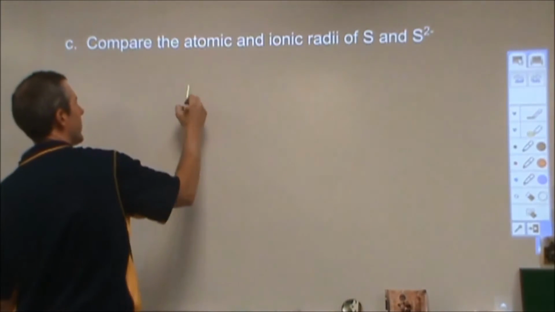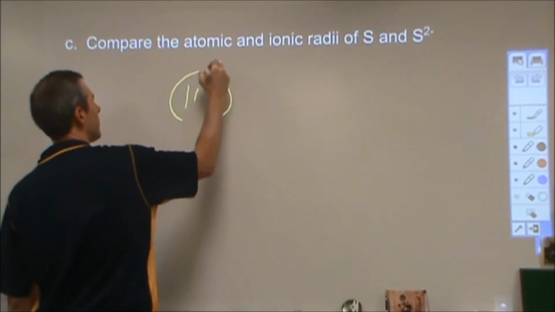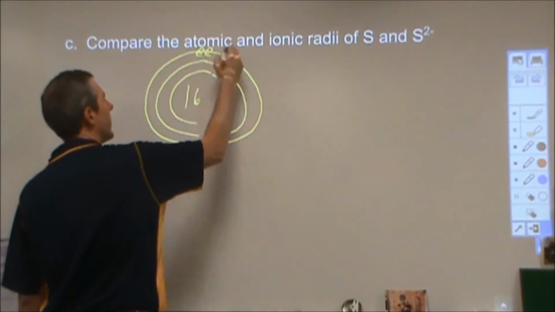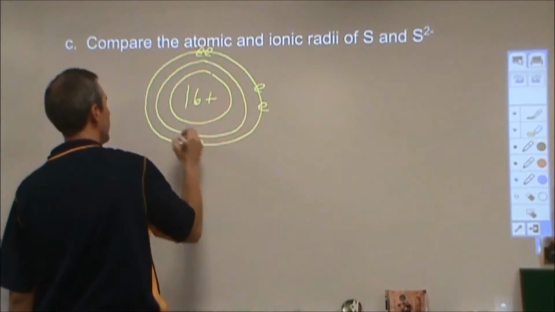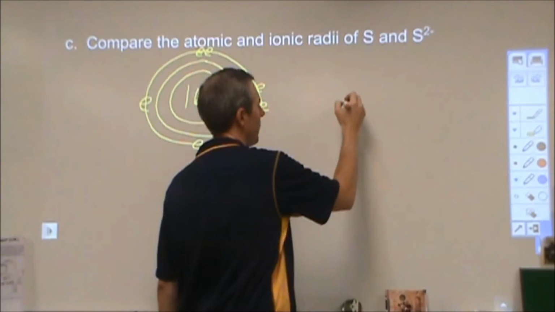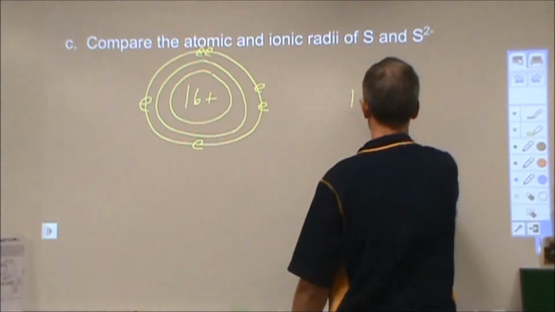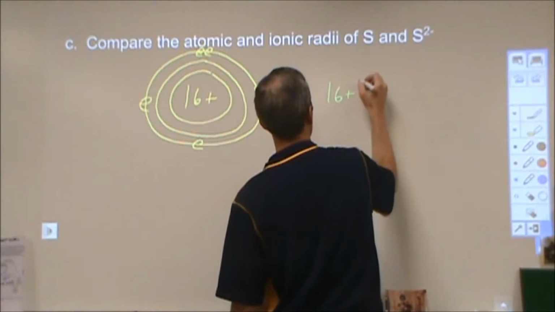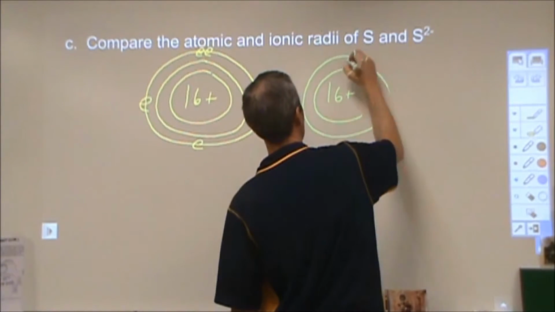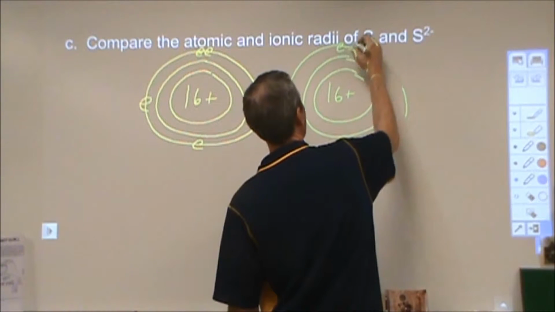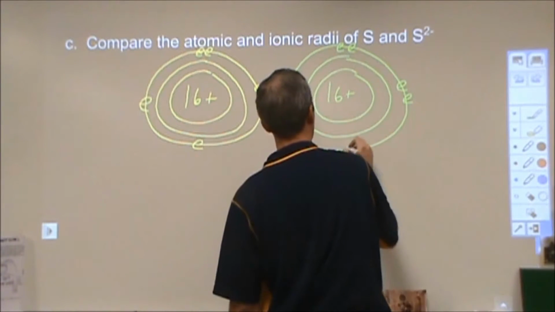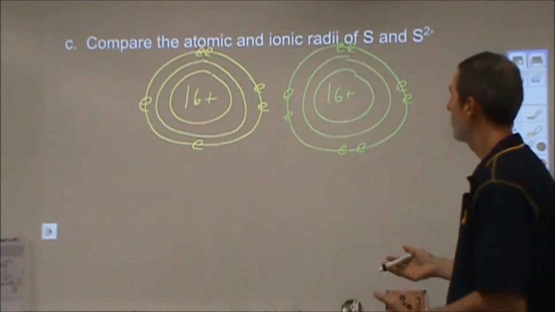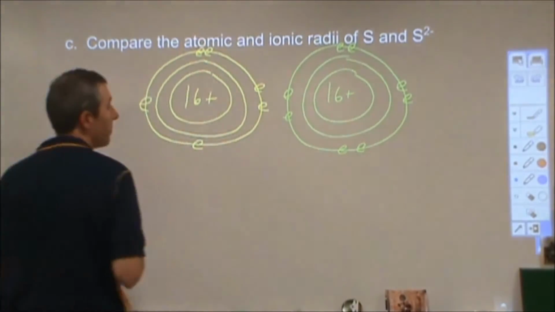Okay, sulfur would have 16 protons. You have your 1s2, 2s2, 2p6. And then we have 3s2, 3p4. For the S2-, let's actually switch colors here. We would have 16 protons as well. We'd have our 1s2, 2s2, 2p6, 3s2, 3p6. Okay? What we find for sulfide is that it's significantly larger in radius than the atom of sulfur.